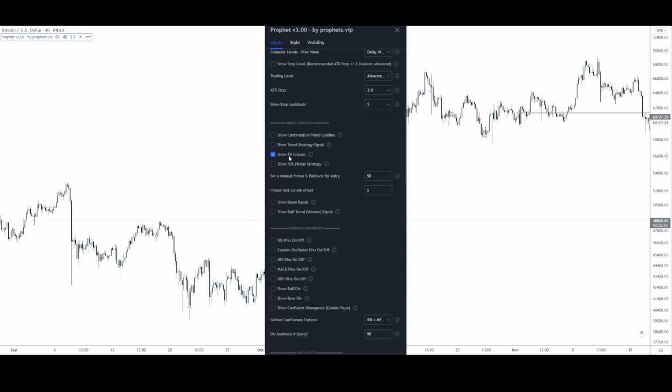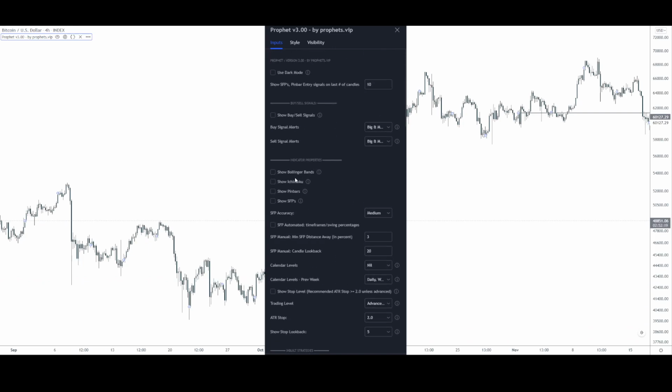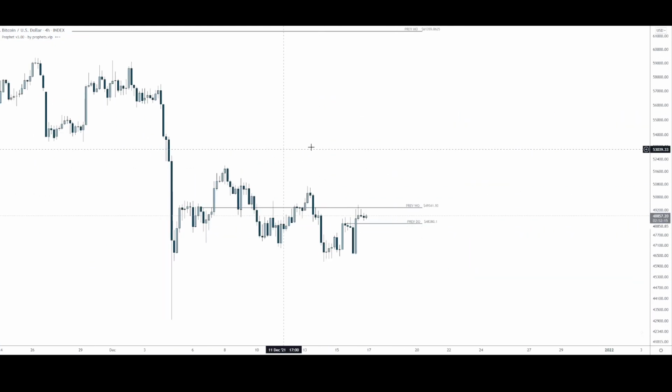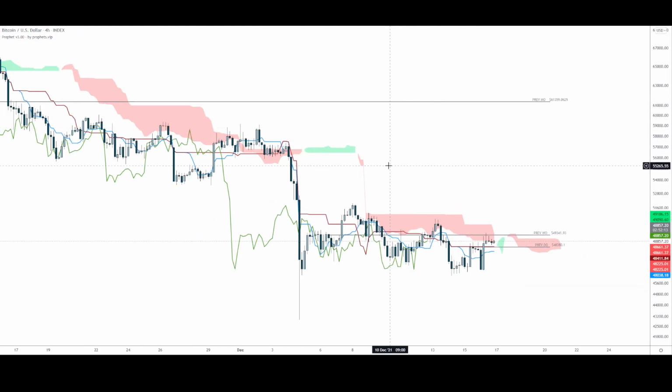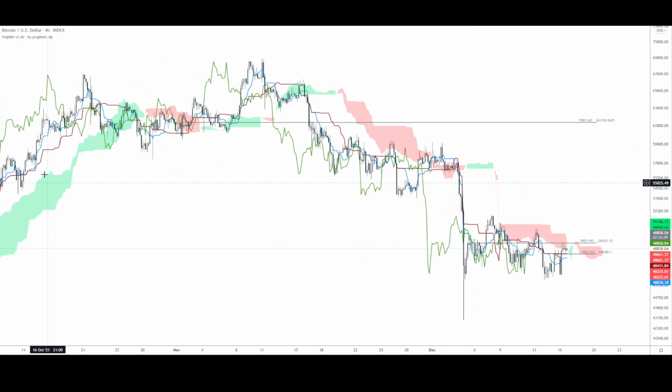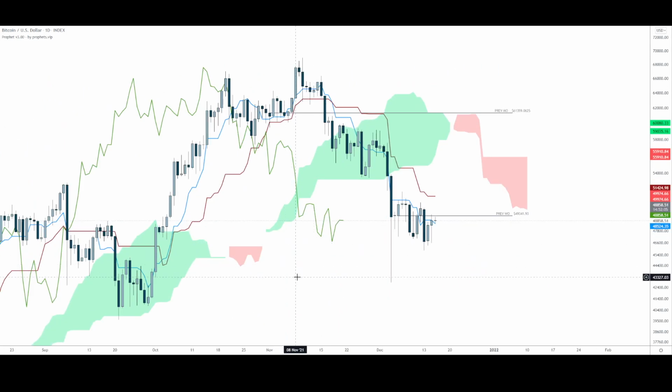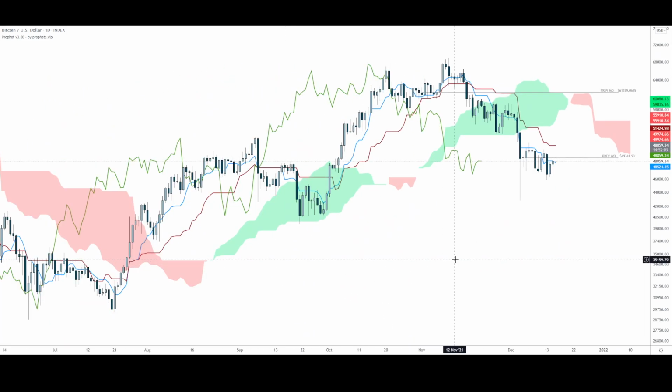Next up is the TK cross. This is for Ichimoku. So Ichimoku is this indicator here. The TK cross comes in, it should be as a signal. Usually there's an arrow. It's not showing. I just saw someone mention before on Discord that they weren't showing. So it isn't showing, and this will be a bug fix.